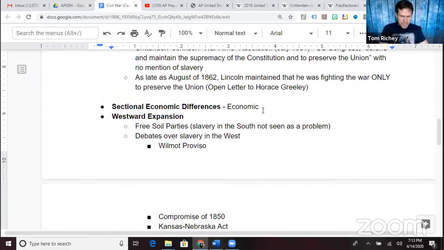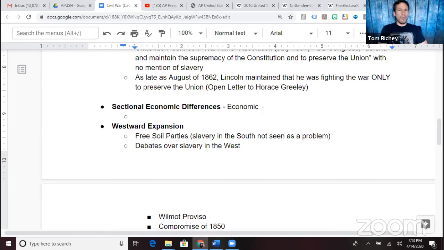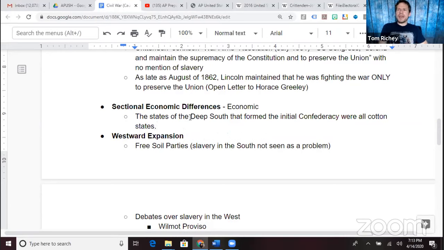So when you look at Virginia versus South Carolina, the states that seceded initially, here's where we can get into the economic reasons. When we think about the economic reasons, what we'll see here is the sectional economic differences. The initial members, the states of the Deep South that formed the initial Confederacy, were all cotton states. Those 7 states that formed the Confederate States of America were all cotton states.